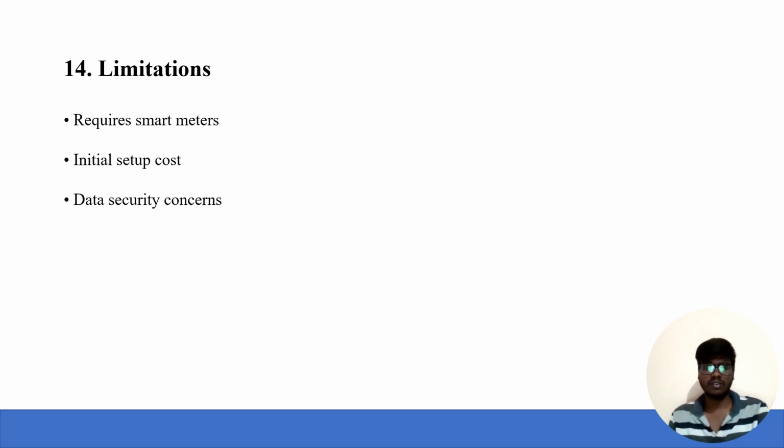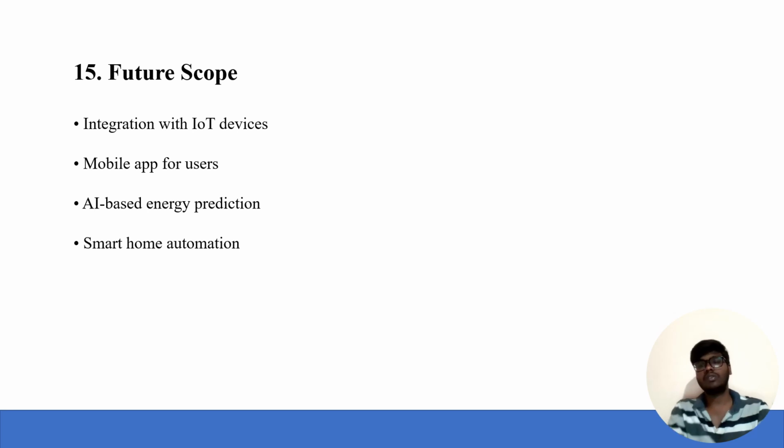Then we move towards the future scope, which is most important. Integration with IoT devices is one of the most important things we can do, and also having a mobile app for the users, so that they can monitor their bill daily, at any time they want. Then AI-based energy prediction is important. Then smart home automation can be done, so that we can save electricity and energy.